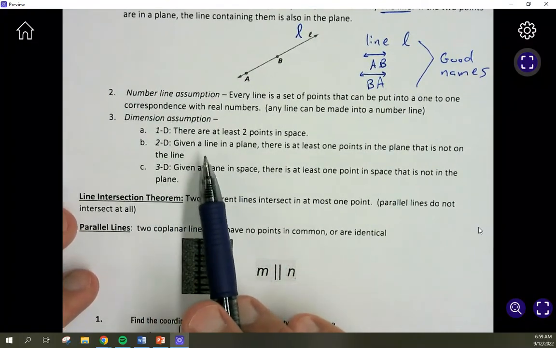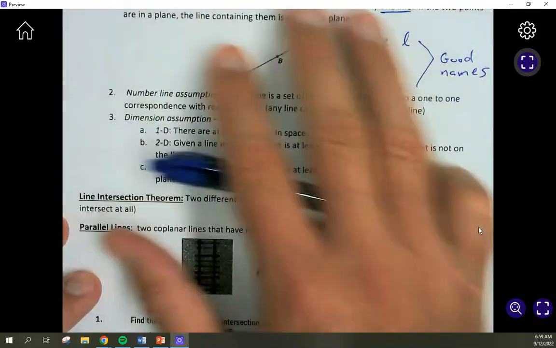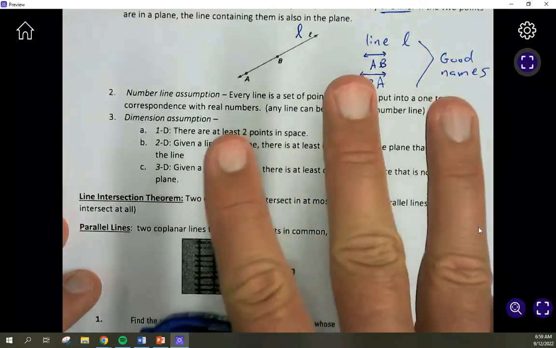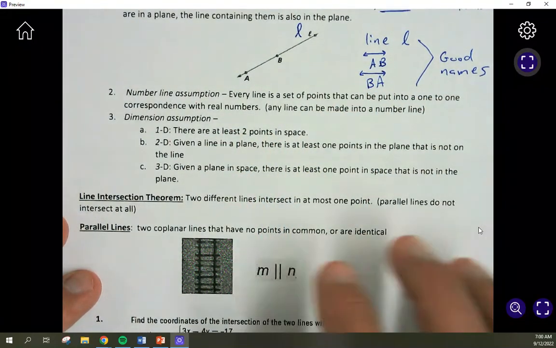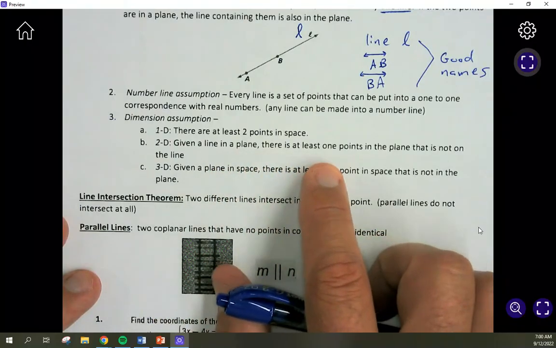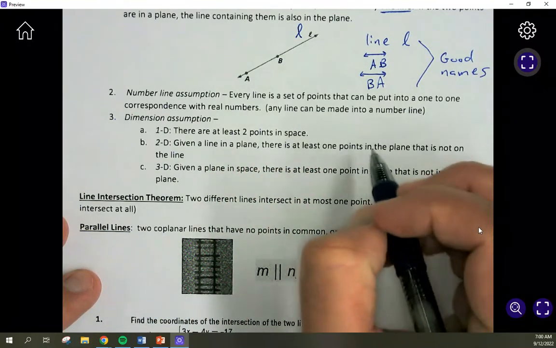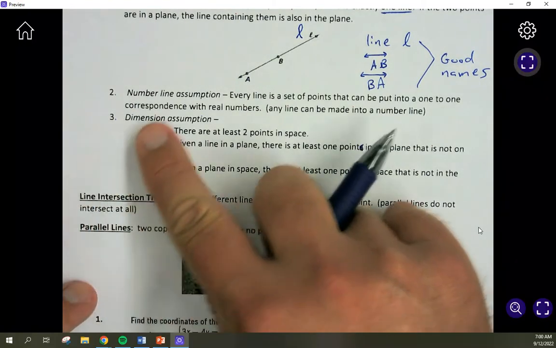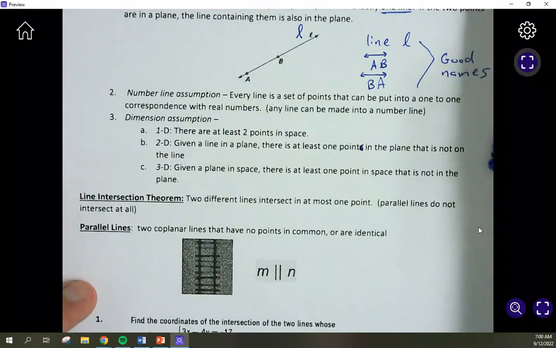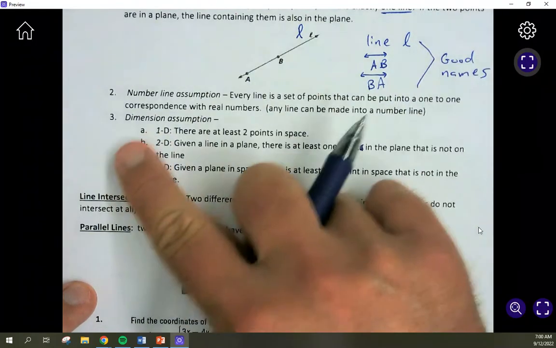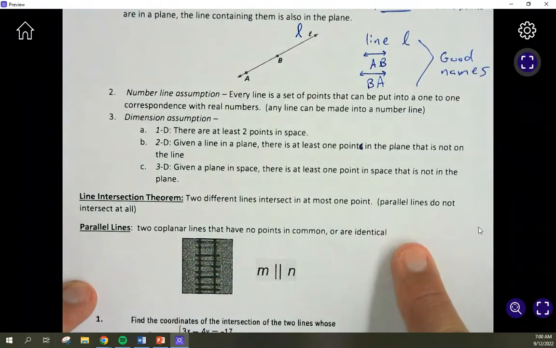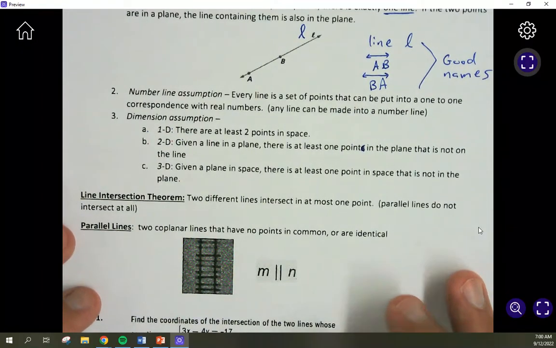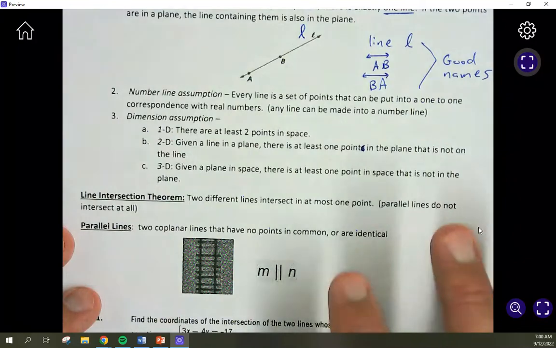Okay, how about two-dimensional? Let's think about what two-dimensional looks like. That's like a piece of paper. I can measure it from left to right, and I can measure it top to bottom. It's a plane. So given a line in a plane, there's at least 1 point in the plane that is not on the line. If it's just a line and every point is on that line, that's one-dimensional. But if I have this line, and then there's a point over here that's still in this plane, that now makes this plane two-dimensional, because it has the line, but then it has something off of the line.